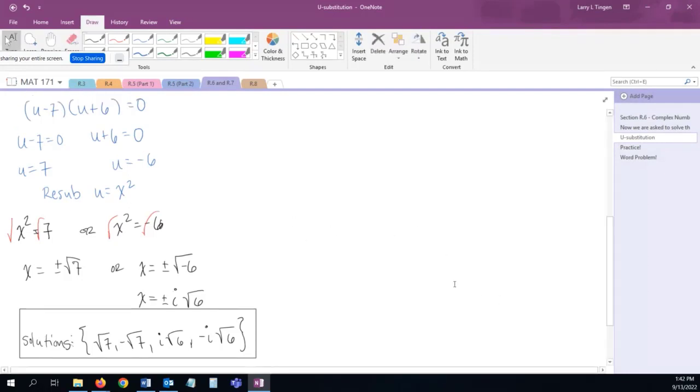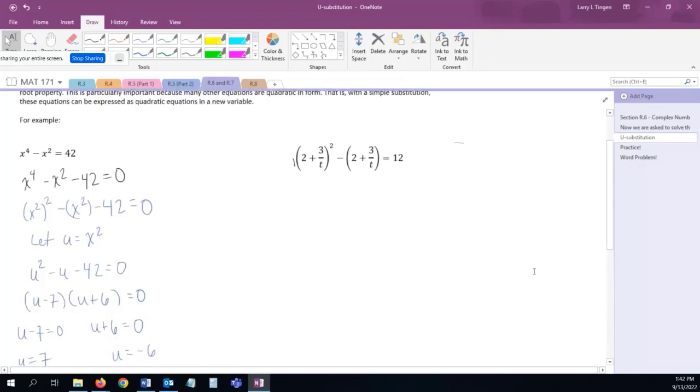So, questions. Okay, use substitution. On the right, I have another one. This one, in my opinion, screams use substitution a bit more than the other. The first, the one on the left, you almost have to know what you're doing before you do it. Over here on the right, I have 2 plus 3 over t squared minus 2 plus 3 over t, not squared, just to the first power, equals 12.